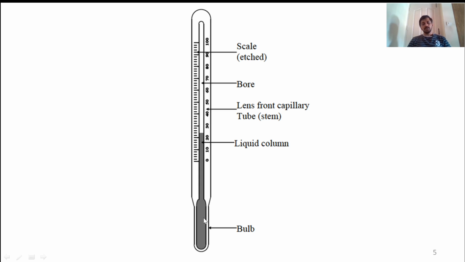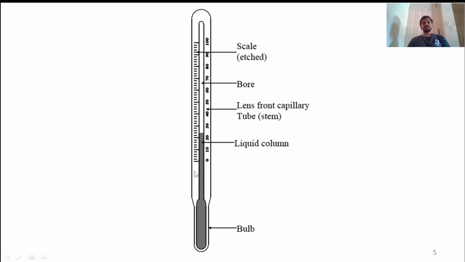Now we have the glass tube or the bulb. The bulb is in direct contact with the surface. Now mercury is in direct contact with the bulb only, not with the surface. So the mercury-in-glass thermometer has three different systems in order to show the temperature on the scale.